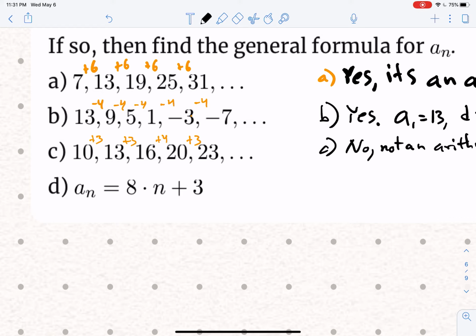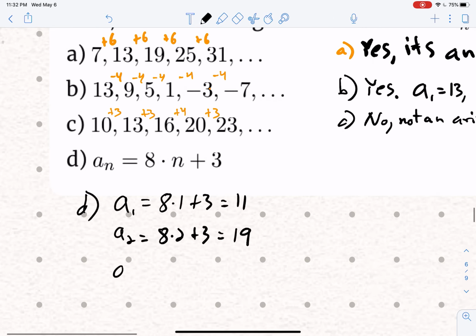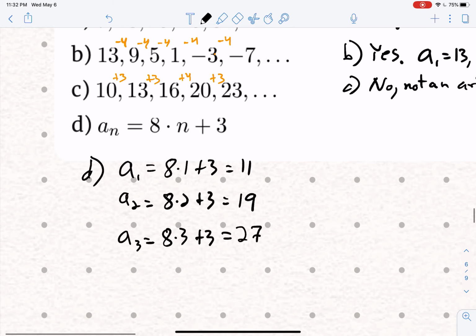Well, let's go ahead and just write down some of the first terms. So this is for part D. A1 is equal to 8 times 1 plus 3, which is 11. A2 is 8 times 2 plus 3, which is 19. A3 is 8 times 3 plus 3, which is 27. A4 is 8 times 4 plus 3, which is 35, and so on.